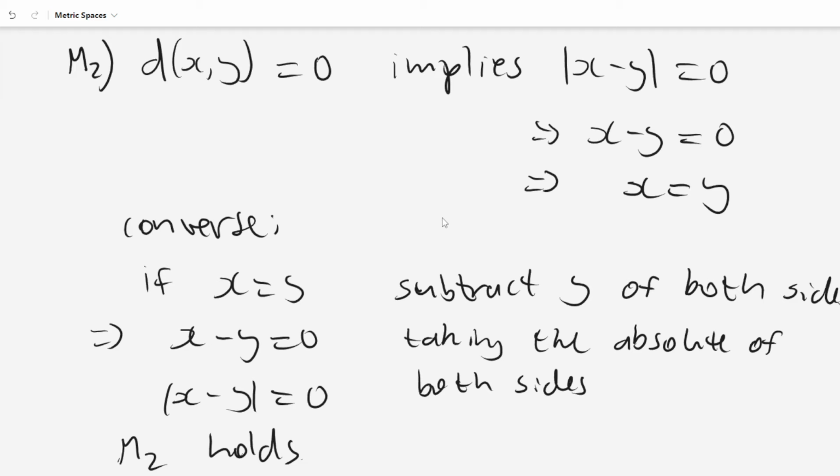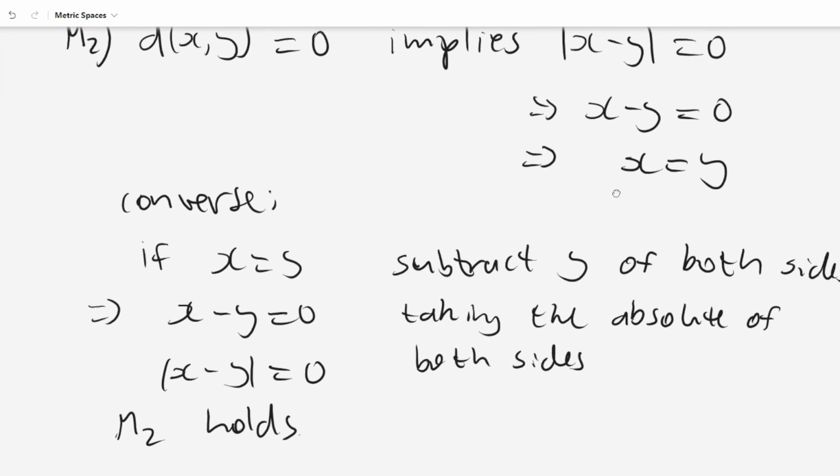So if we say the distance function between x and y is 0, that implies that the absolute value of the difference between x and y equals 0. But that means that x minus y must be equal to 0. And if I add y on both sides, I get the result, which is that x equals y.